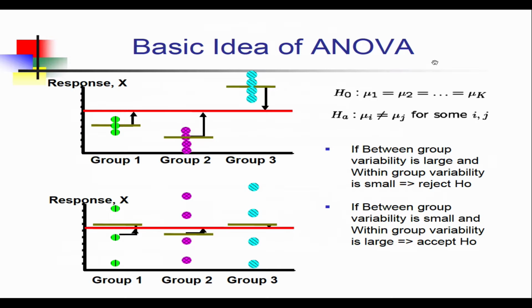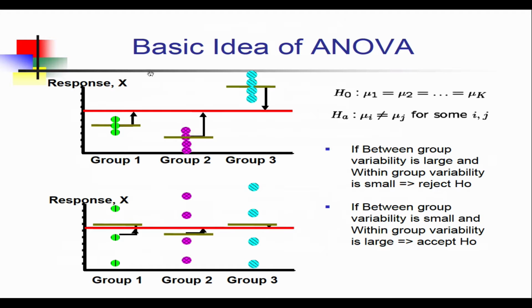So remember what we want to do here. We want to perform a test on those hypotheses. The null hypothesis is that all those K group means are equal. The alternative is that at least one group mean is different from the others.